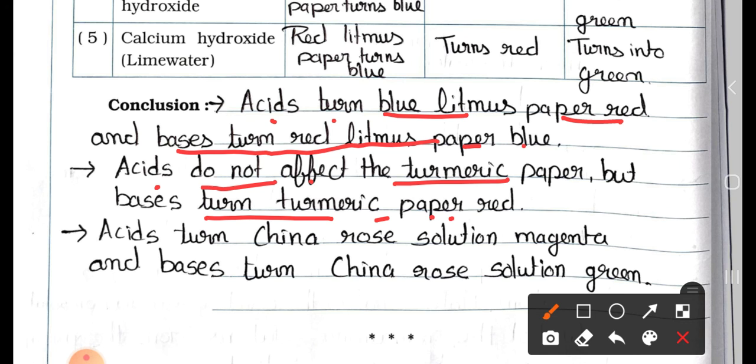Now see, acids turn China rose solution magenta and bases turn China rose solution green.